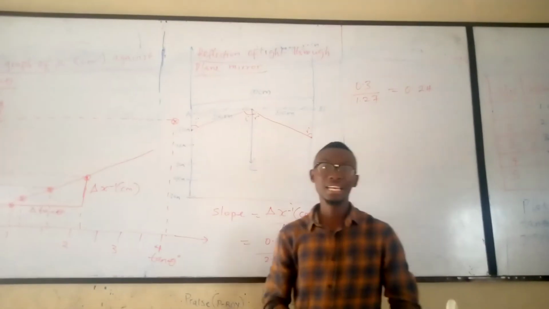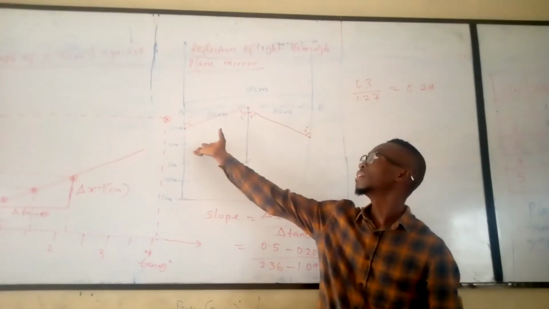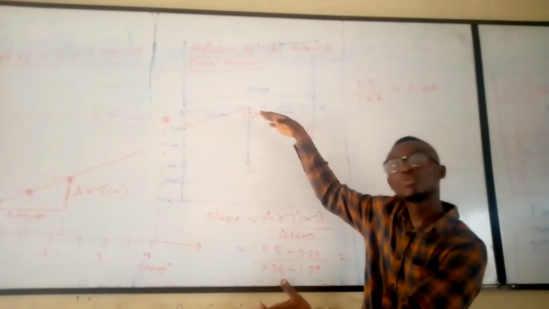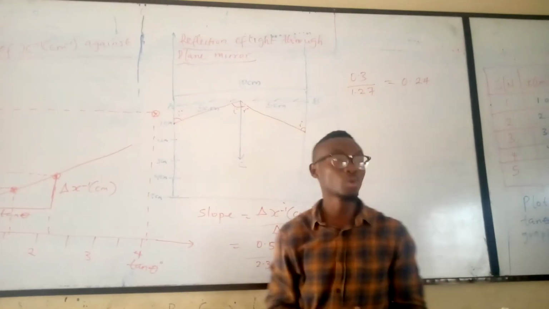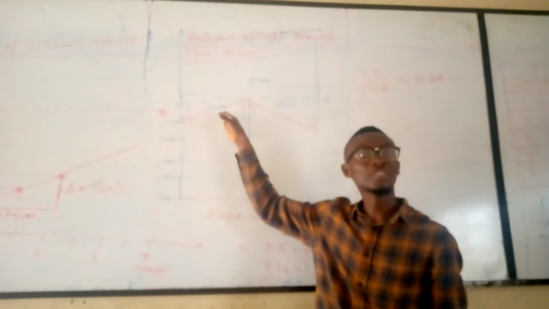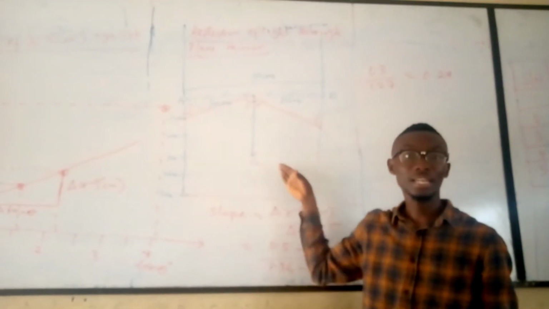Reflection of light is the process by which an incident ray is sent to a plane mirror and is reflected towards another angle. So what we are going to do today is to calculate the angle of incidence and also to calculate the angle of the reflected ray.